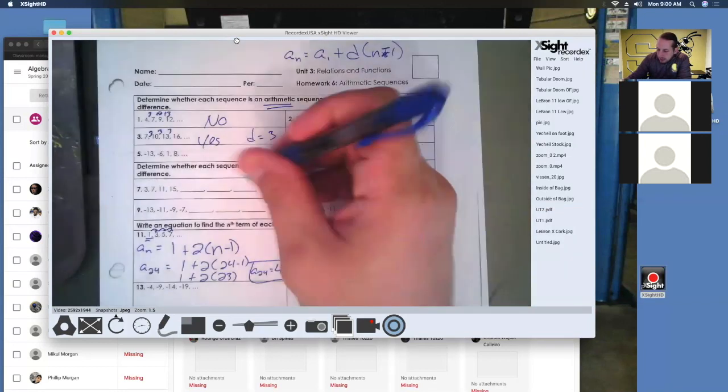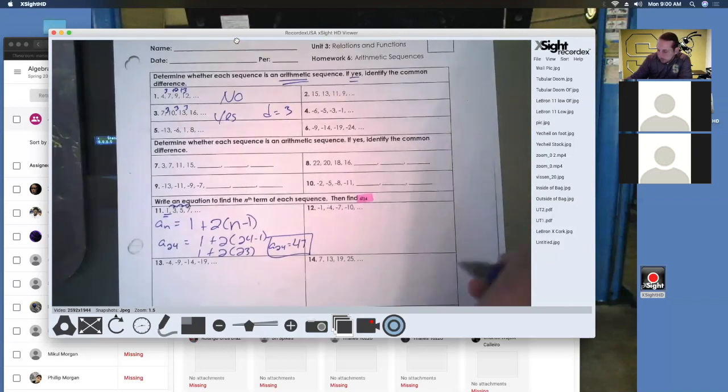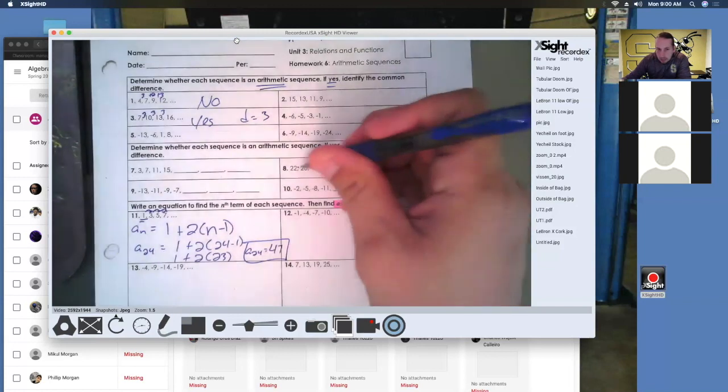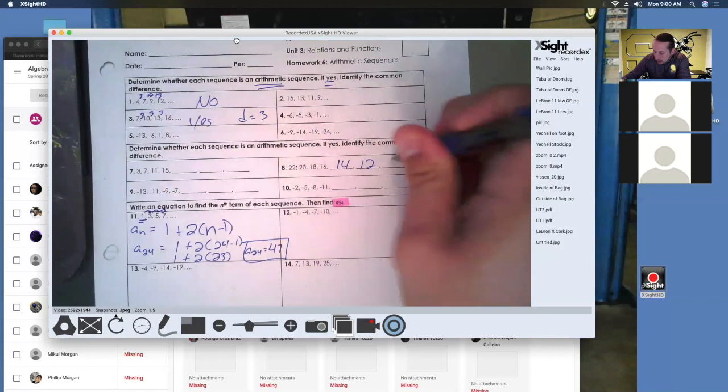And then these ones are telling you they're already arithmetic, so you're just going through and listing out the next few terms. Like here, it's going down by 2 every time, right? -2, -2, so that means this would be 14, 12, and 10.